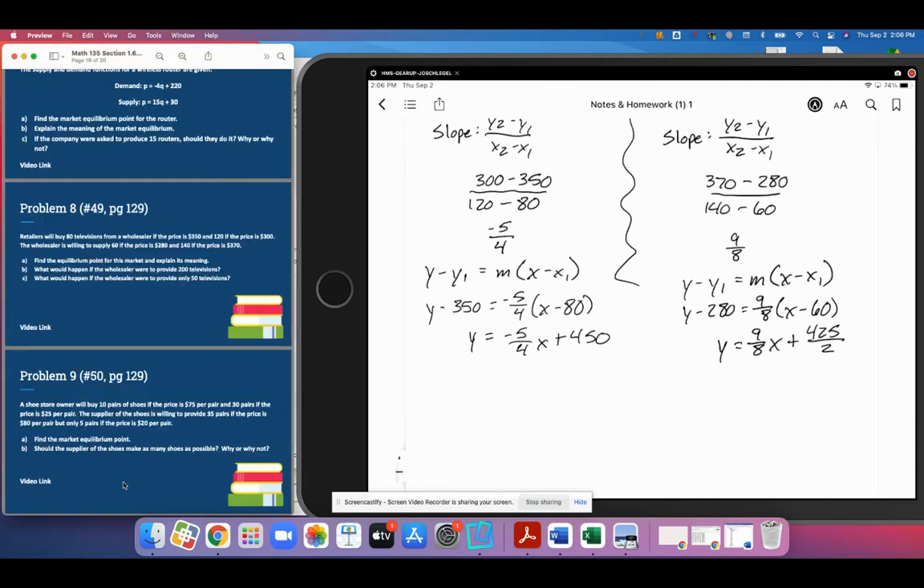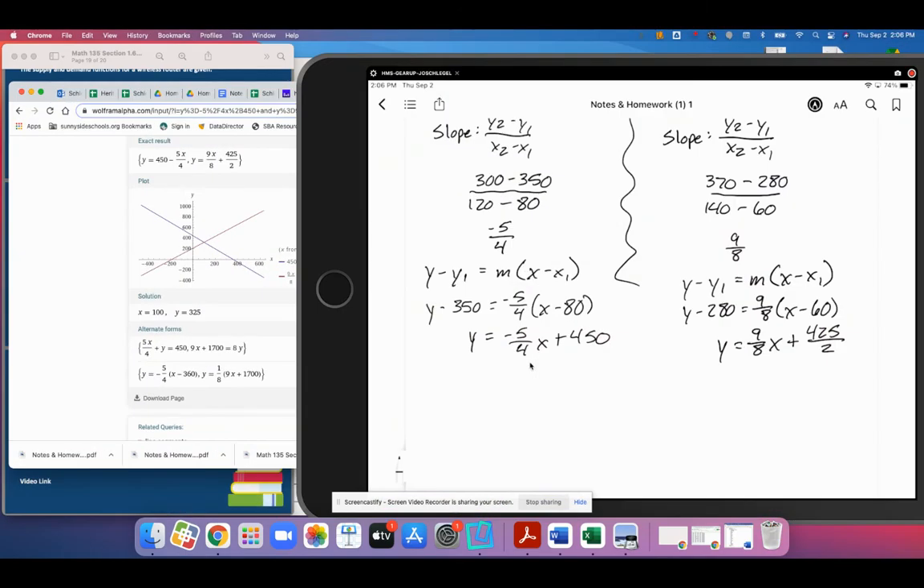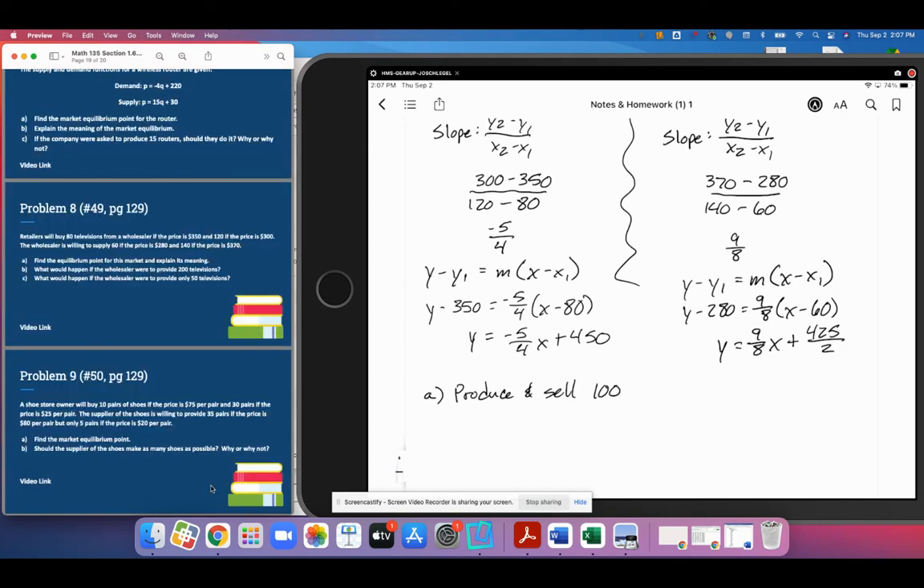And so what we need is the equilibrium point, and to explain its meaning. So our equilibrium point and explaining its meaning: we need to produce and sell 100 of these things, whatever they are. I think it's TVs. Yep. At a price of $325 per TV.